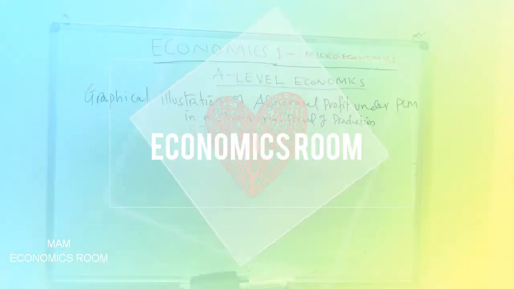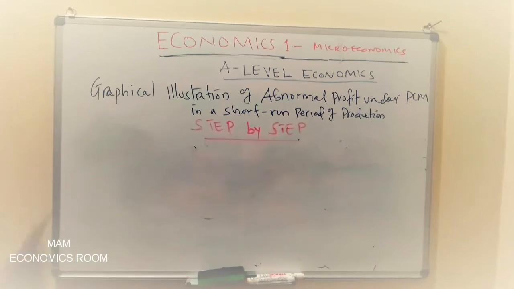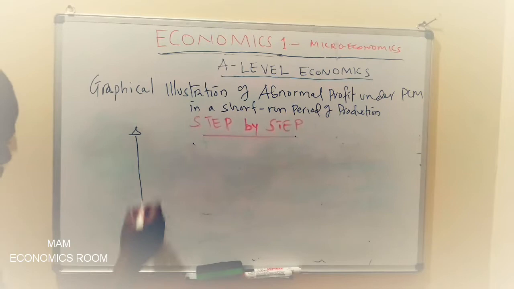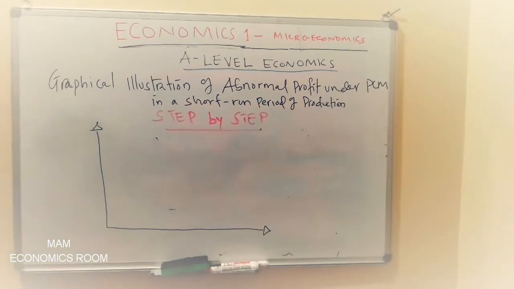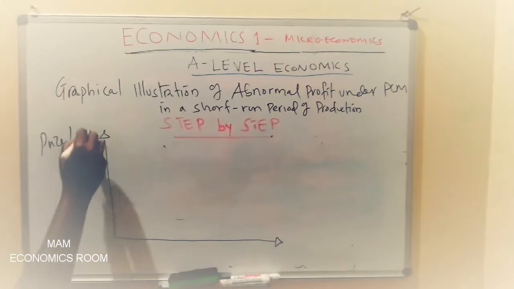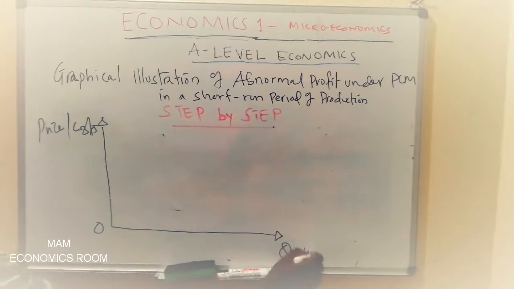Abnormal profit under PCM in a short run period of production. This is step by step. So we are going to start like this. Introduce y-axis, then introduce x-axis. Then name this as price or cost. Zero, this is quantity.